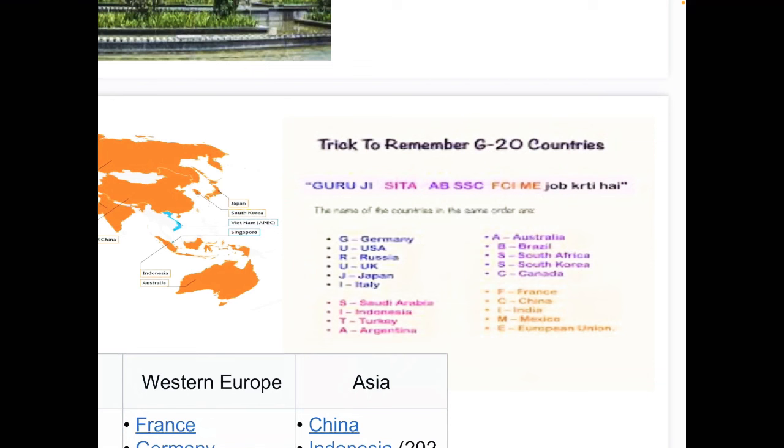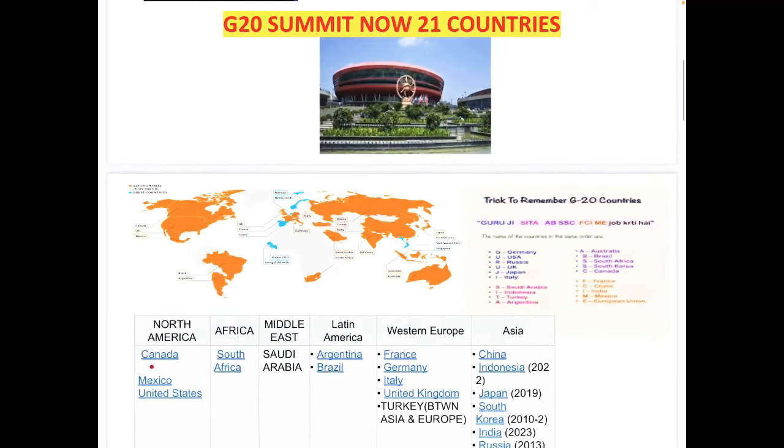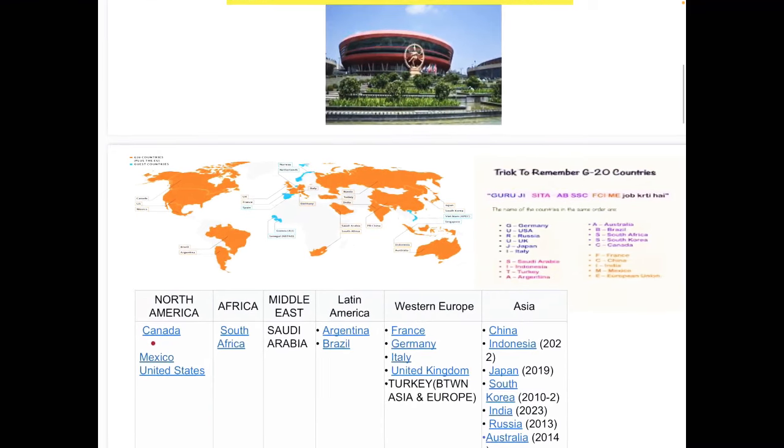In addition to this, there is the African Union, which has about 55 member states. We'll discuss it later, just in brief. So we will see what these G20 countries are, and discuss them in a little more detail.